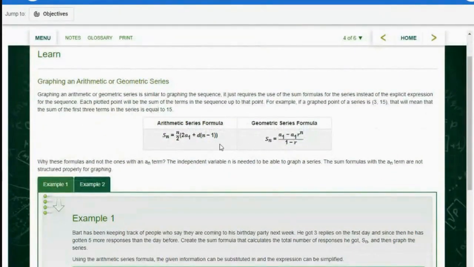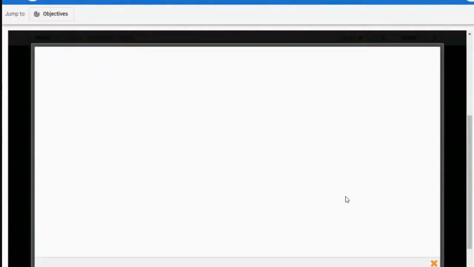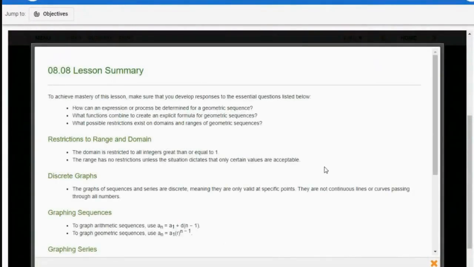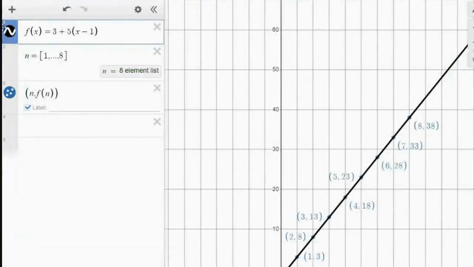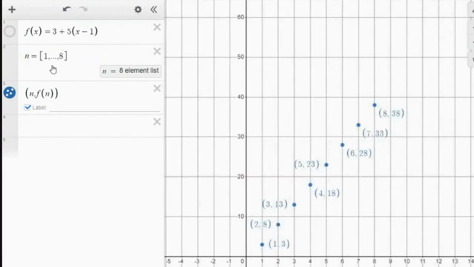All right, so page 4 has our summary. There's the 2 formulas again that you should already have in your notes with more examples. But the lesson summary just talks about graphing, restrictions to the range and domain. Remember, domain is greater or equal to 1. Notice when it graphs it, not the equation here, it starts at 1. It doesn't graph anything at 0 or the negatives. Desmos knows that when you graph a sequence like this, you have to start at 1 because we told it we're limited to 1 to 8.